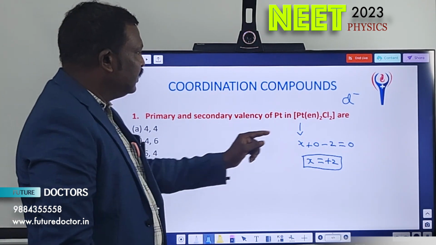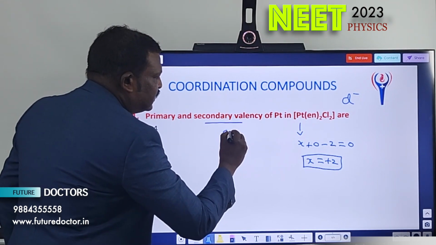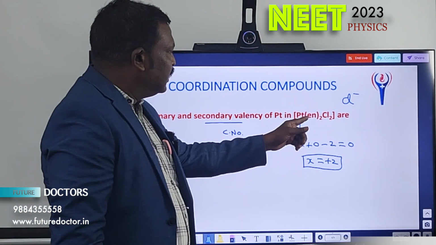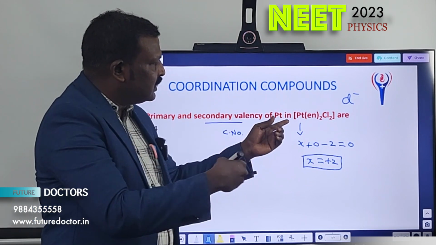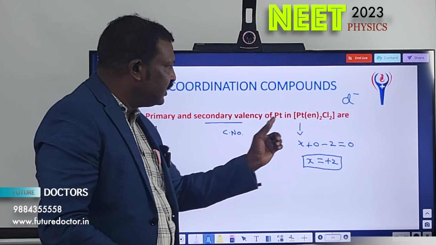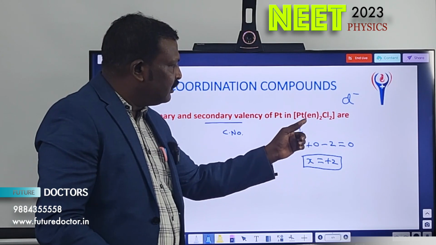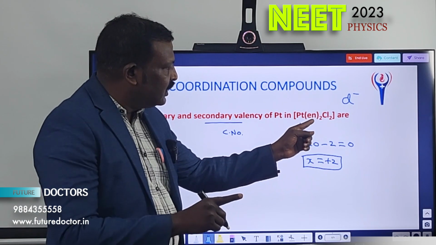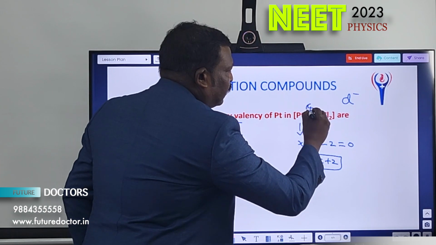Okay, right. Secondary valency, just remember, is the coordination number. What is the definition of coordination number? It is the number of coordinate bonds around the central metal ion. So here, en is a bidentate ligand. Each bidentate ligand can make 2 coordinate bonds. So 1 en can make 2 coordinate bonds. 2 en means it makes 4 coordinate bonds.